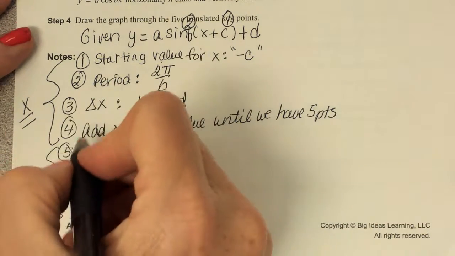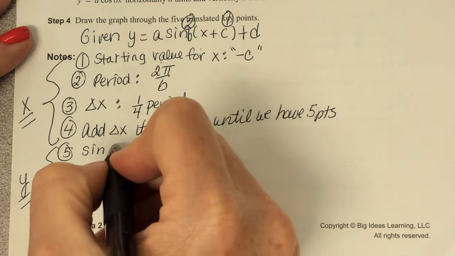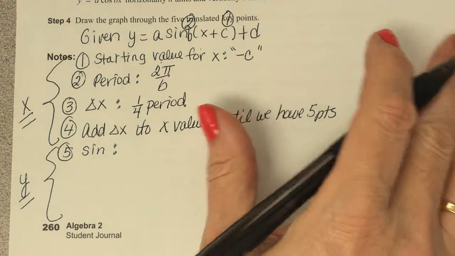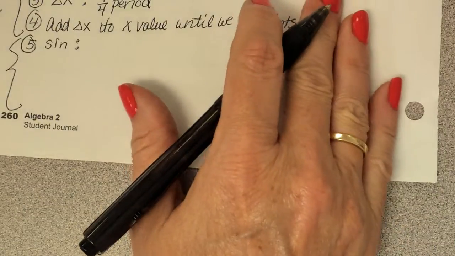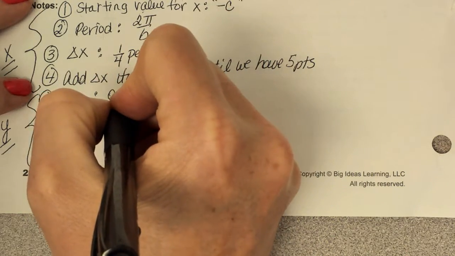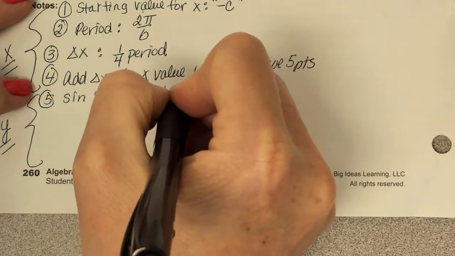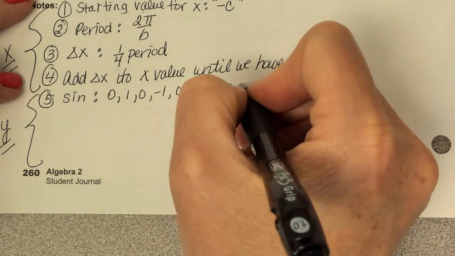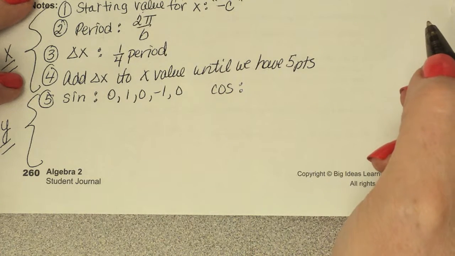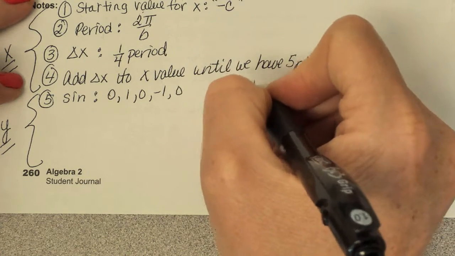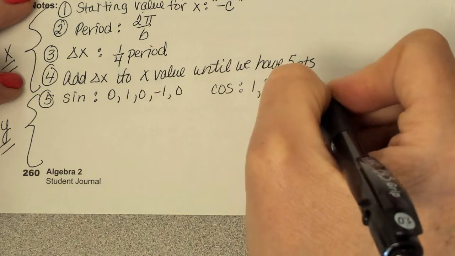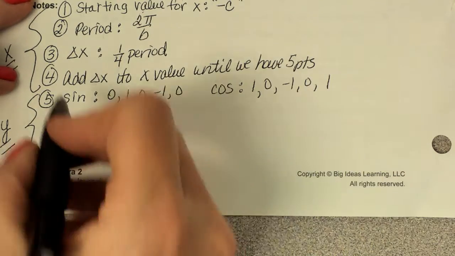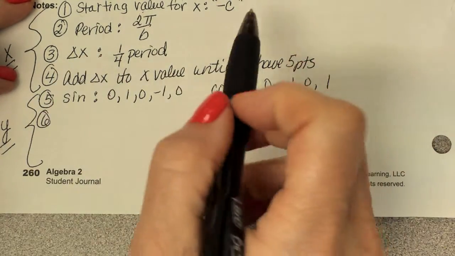So we have to see if we have sine. If we have sine, what are the 5 key points for sine? Can somebody tell me what they were? Around that unit circle, Maya? Okay, so if we have sine, we're going to put those down for y. If we have cosine, what are we going to write down? Abby? Good. So these are going to be our y values for sine. These are going to be our y values for cosine. We've already done that.